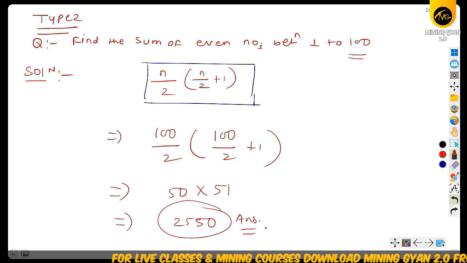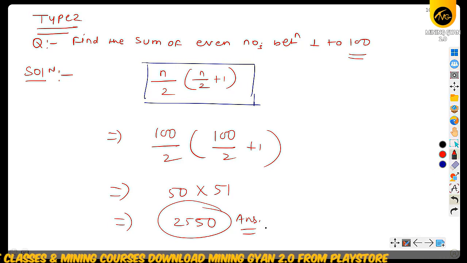Correct? Any doubt? You just remember the formulas, where it is used: to find the sum of even numbers, or of natural numbers. So don't be confused in the formulas. If you make a mistake choosing the formula, then the answer will be wrong.